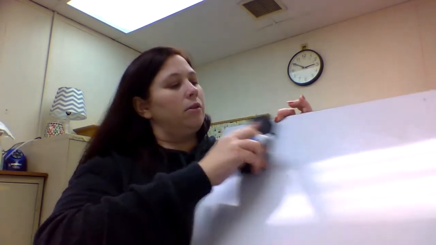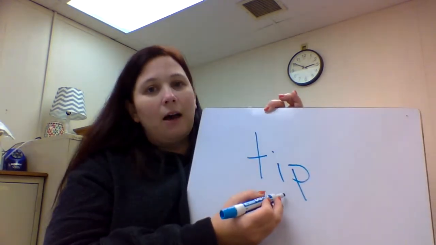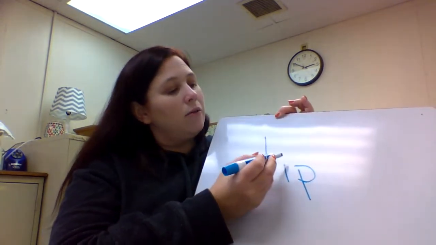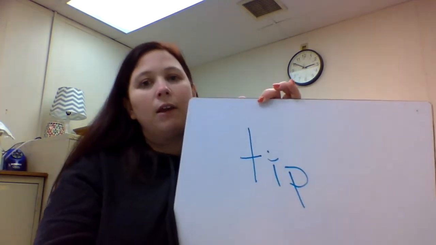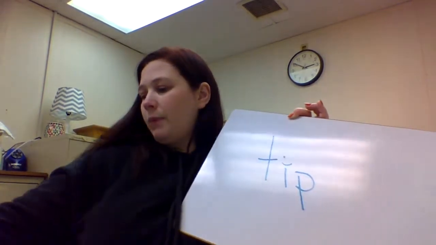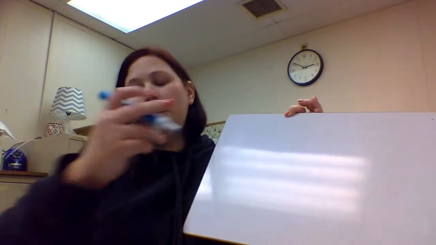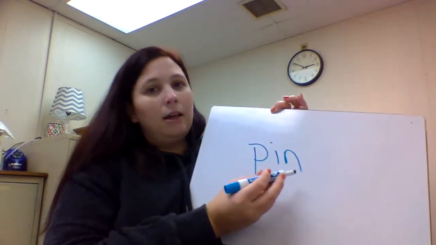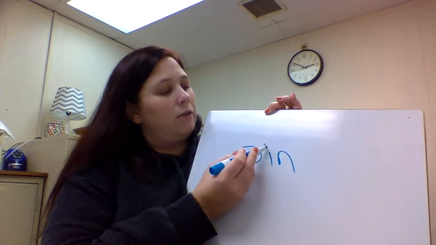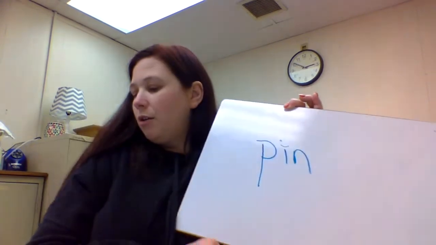Our next word is tip. Here we have vowel, consonant, so our I gets a breve, and it's t-i-p, tip. Good job. And our last one is pin. Again, we have vowel, consonant, so our I gets a breve, and it's p-i-n. Good job, pin.